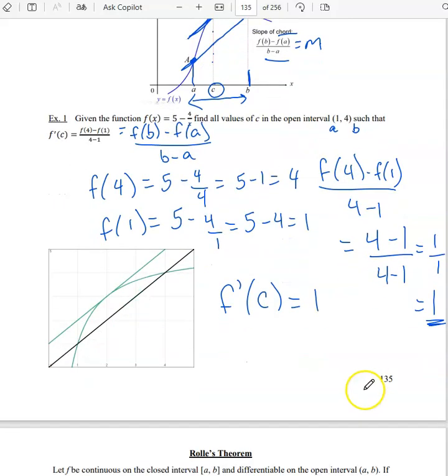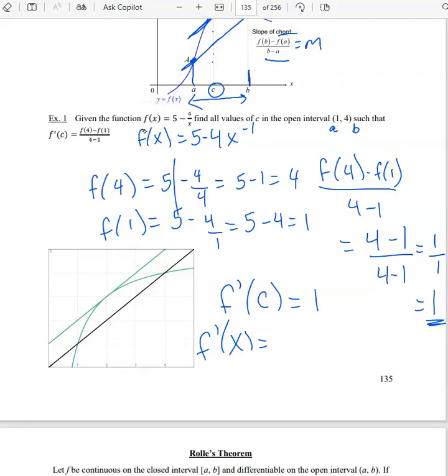So the next step would be to find the derivative of the function. So the derivative, let's figure that out. Remember, f of x was equal to 5 minus 4 over x. Let me make a little bit of space here. So I'm going to rewrite that as 5 minus 4x to the negative first. Of course, don't use a quotient rule or anything like that. Just rewrite that, 5 minus 4x to the negative first. So let me come back down here.